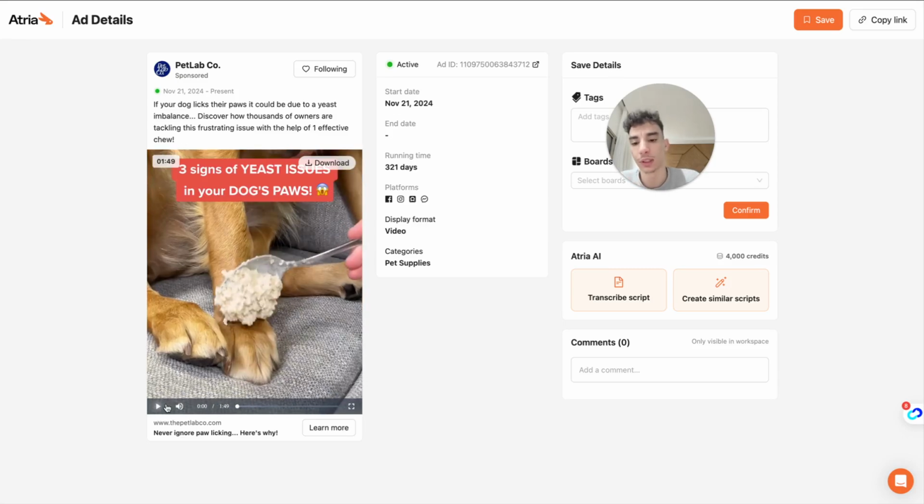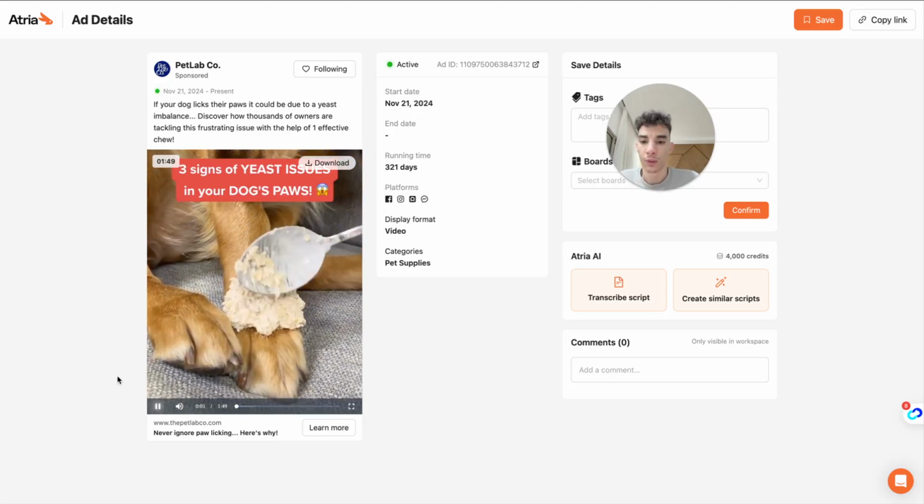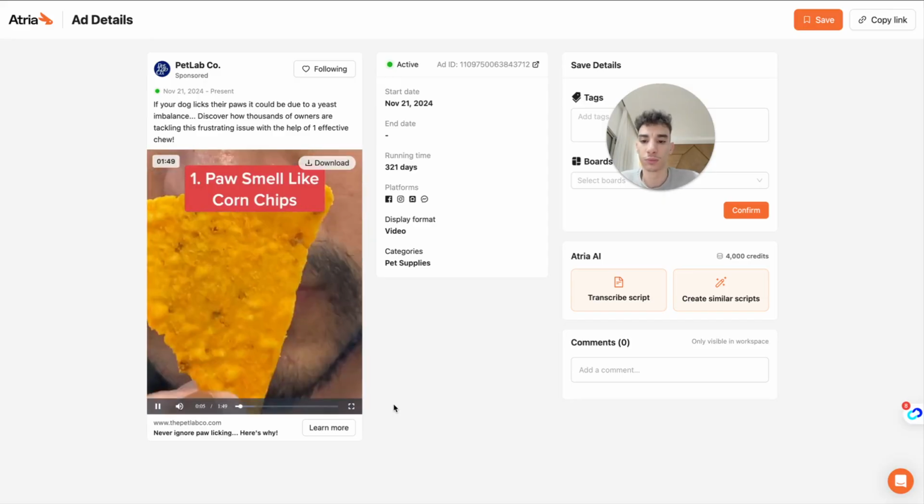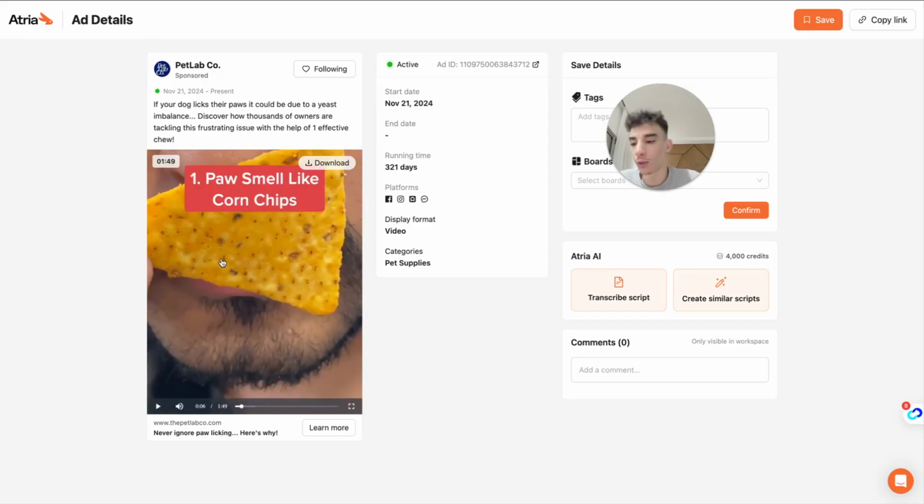So it's also like a mini VSL. We can call it a mini VSL, like a really short one, but it's educational content. Yeast issues in your dog's paws. Number 1, their paws smell like corn chips. It's almost always the same tactics when we're trying to educate an unaware audience.